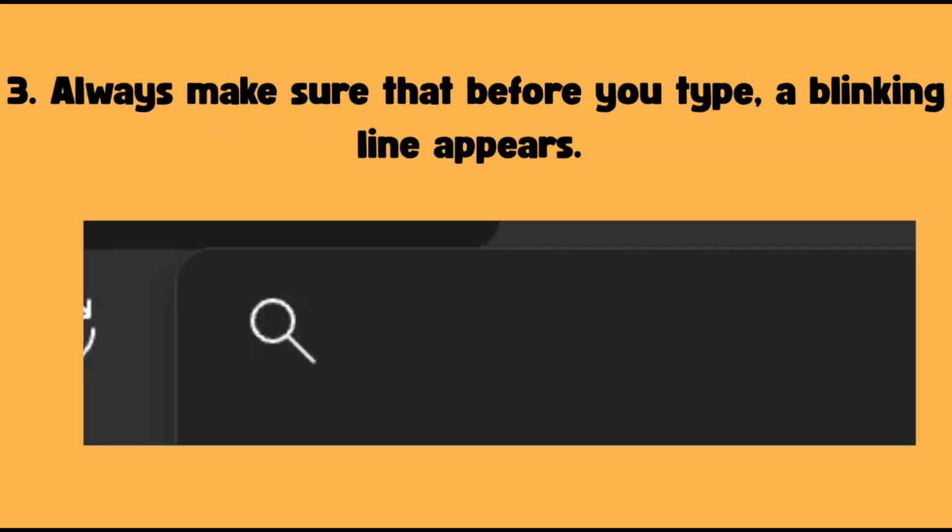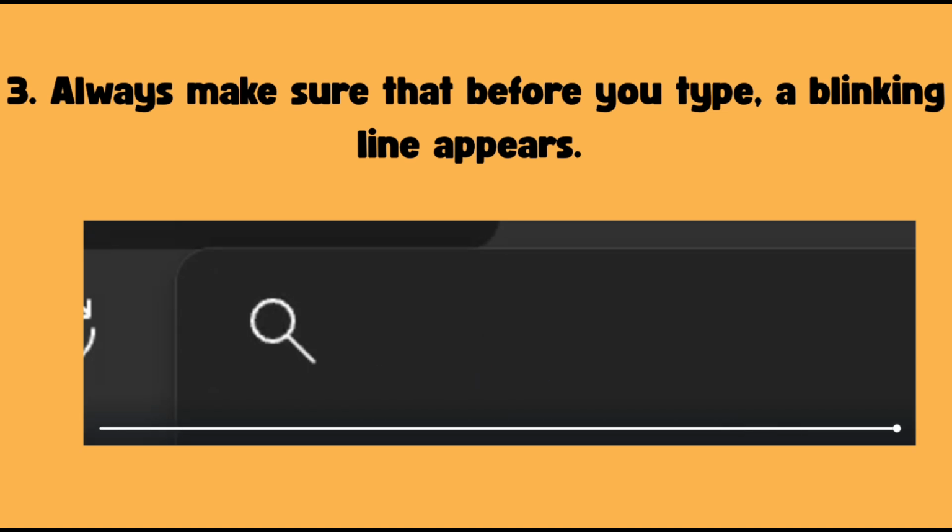Now, before you start typing, always make sure that a blinking vertical line appears. It should look something like this. When you see that, you can begin typing.